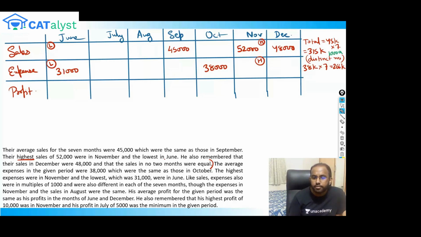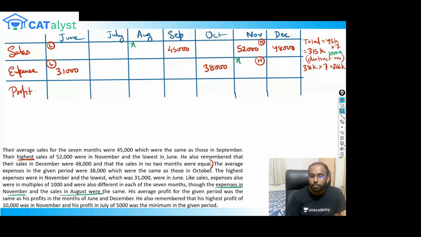Now they've written that the expense in November and the sales in August were the same. So let's say expense in November is X, so sales in August will also be X. You just see the approach, guys. I'm reading the data and jotting down the points. I'll not be wasting time again reading the whole set. Once I've read the puzzle, I have all the points in front of my eyes and then I can solve by combining all the points.